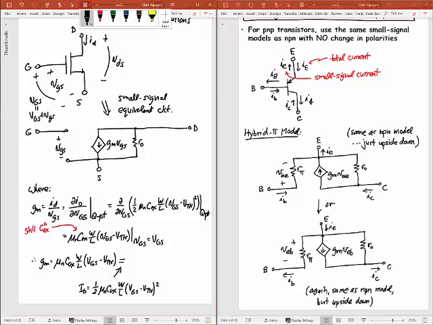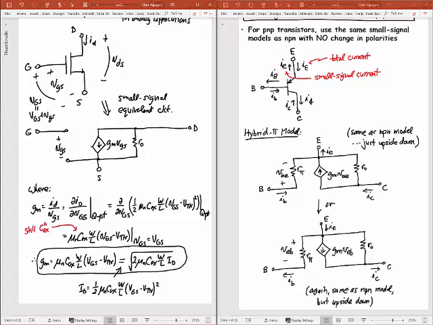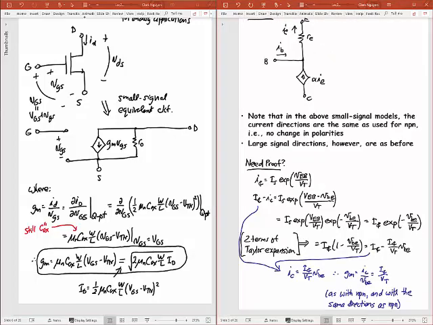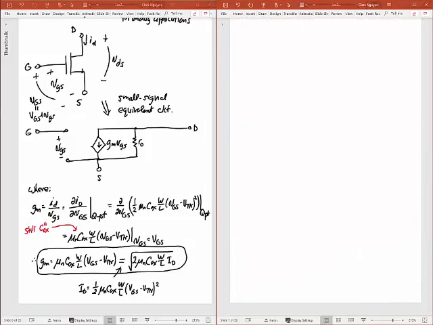Okay, go back to this. And so in the end, if I plug this into this, this ends up being another form for gm, which is the square root of 2 times mu n times Cox times W over L times the drain current ID. Okay, so those are the two forms that we have for little gm in this case. And so let me put a little box around this. That is a small signal gm for an MOS transistor. And so when you're doing small signal analysis, you're going to be using that equation quite often. It'll be a very important equation for you.